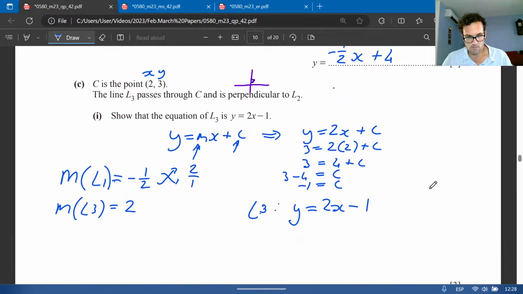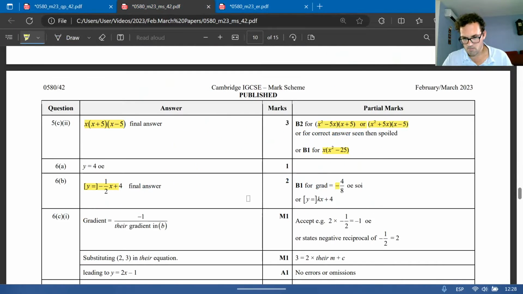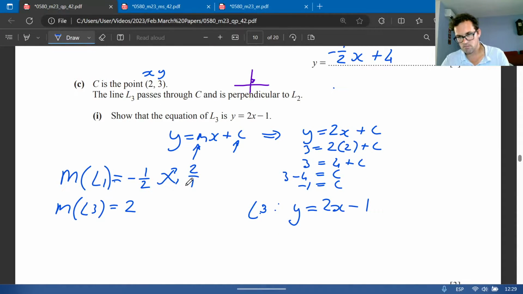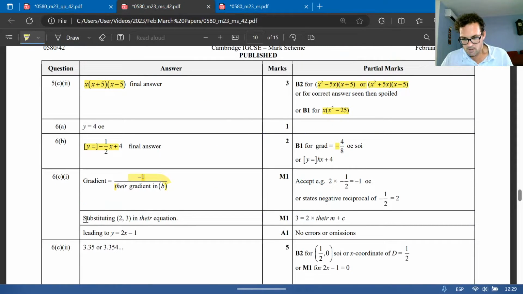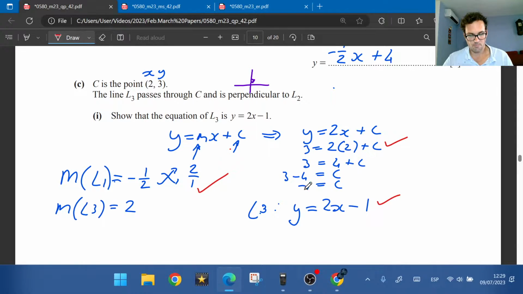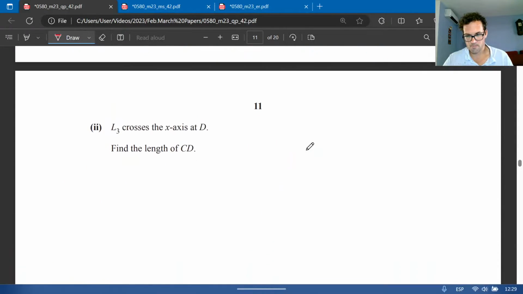Now we've done it. Okay, so where did I give the marks here? Basically, you need to show how the gradient changes. I guess I will get my marks there for that change. Substituting, that's what I've done here, leading to full marks.